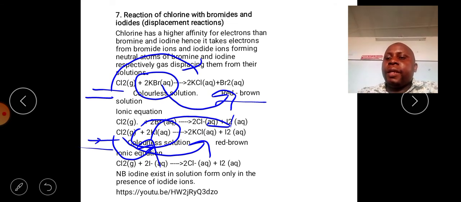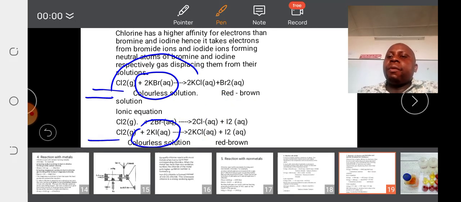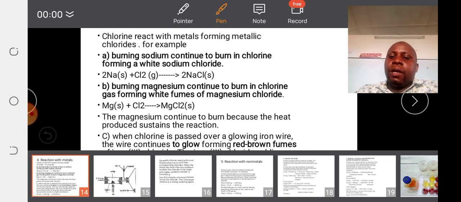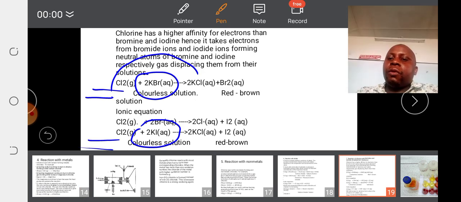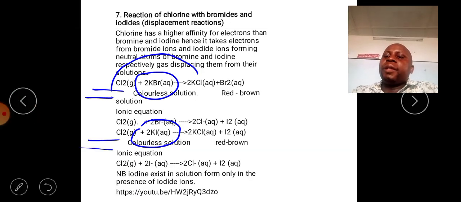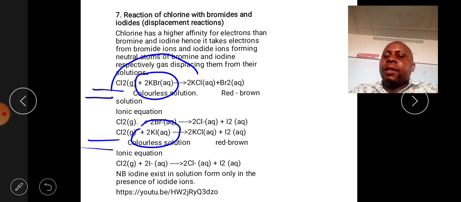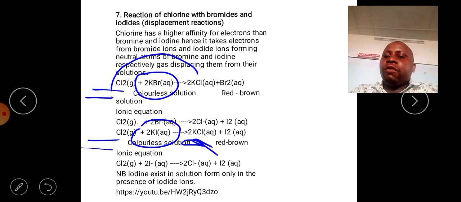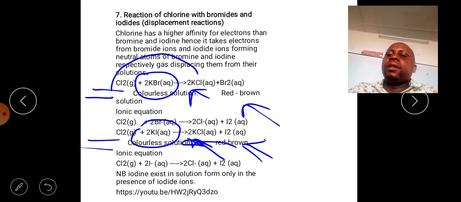Therefore, we can say that chlorine displaces both bromine and iodine from their solutions to form, you can see here that the chloride remains in solution while our iodine is displaced. Similarly here, there is formation of the chloride and the bromine is displaced.